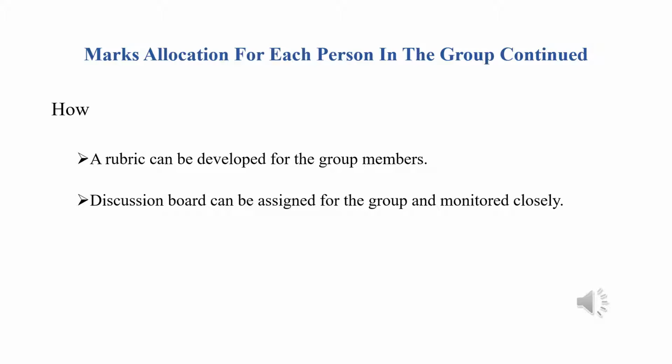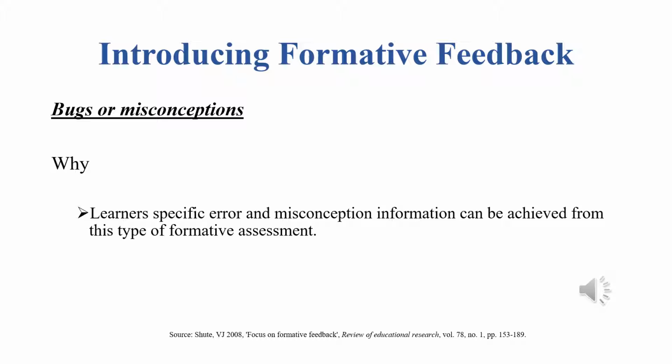How could we allocate marks for each person in the group? Firstly, a rubric can be developed for the group members. Group members can use the rubric to mark their peers. Secondly, a discussion board can be assigned for the group and monitored closely.